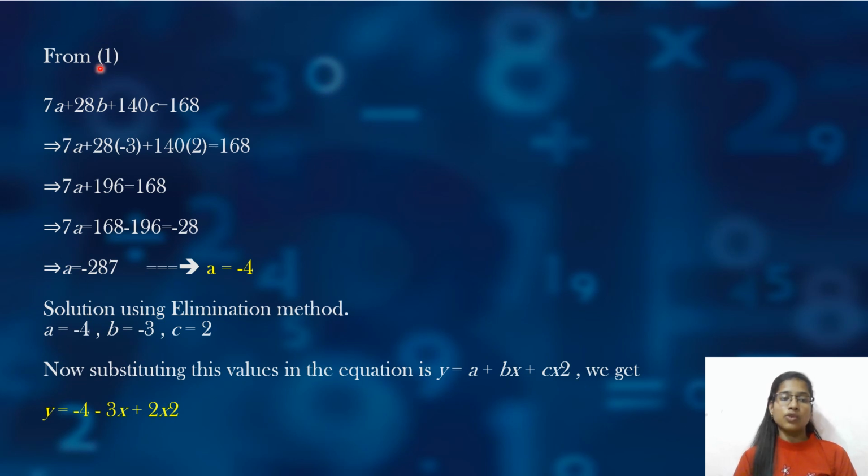And from the first equation, as we got the b value and c value, we'll apply the b and c values in equation number 1. So we'll get the a value, and we got the a value as minus 4. By solving through the elimination method, we got the a value as minus 4, b value as minus 3 and c value as 2. So we have to substitute these values in the equation, as a value is minus 4, b is minus 3 and c is 2. We got y as minus 4 minus 3x plus 2x square.